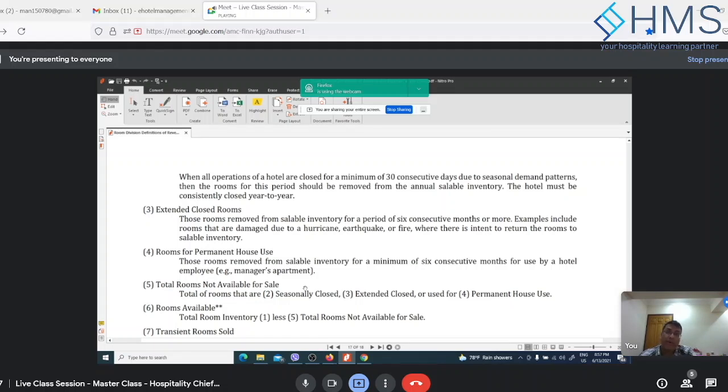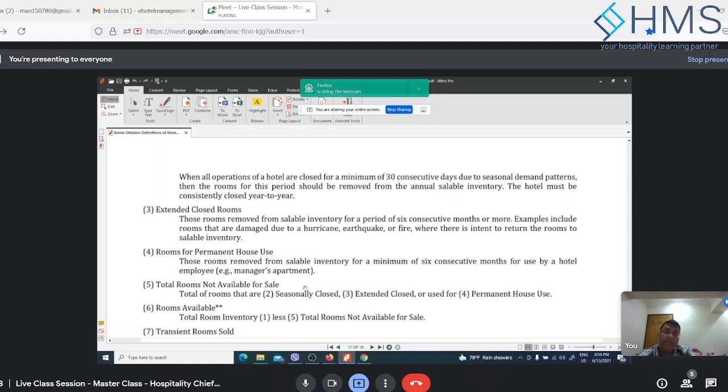It's not like you know that your aircon is damaged and it's going to take a month to renovate or repair the room, so you will be removing it from the inventory. That's not allowed. It needs to be out for at least 6 months.